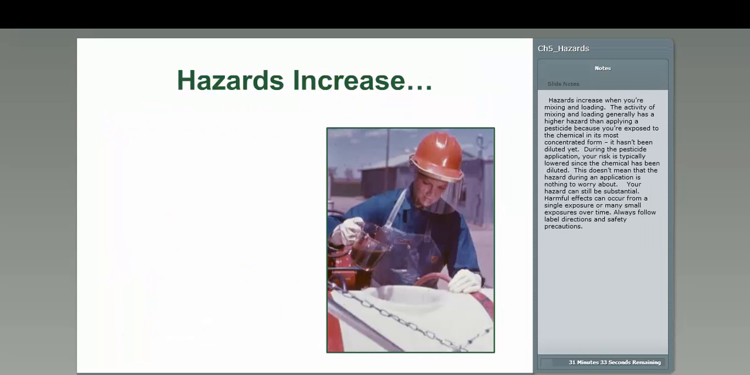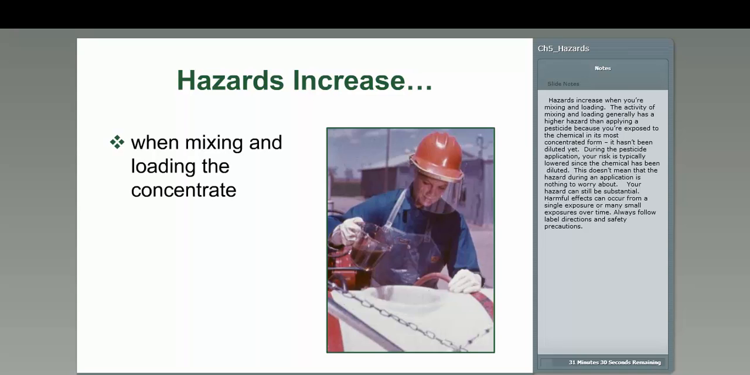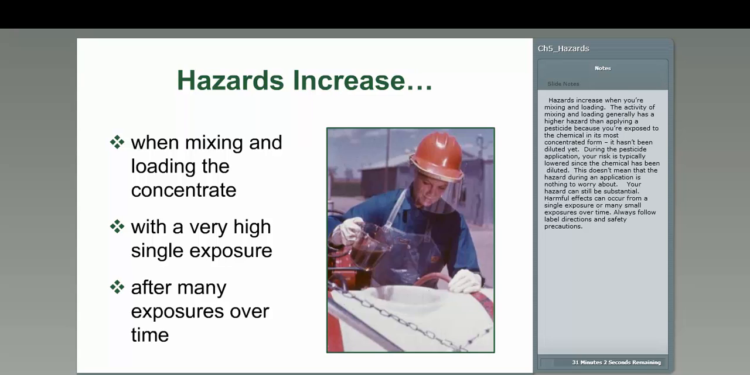Hazards increase when you're mixing and loading. The activity of mixing and loading generally has a higher hazard than applying a pesticide because you're exposed to the chemical in its most concentrated form. It hasn't been diluted yet. During the pesticide application, your risk is typically lowered since the chemical has been diluted. This doesn't mean that the hazard during any application is nothing to worry about. Your hazard can be substantial. Harmful effects can occur from a single exposure or many small exposures over time. Always follow label directions and safety precautions.